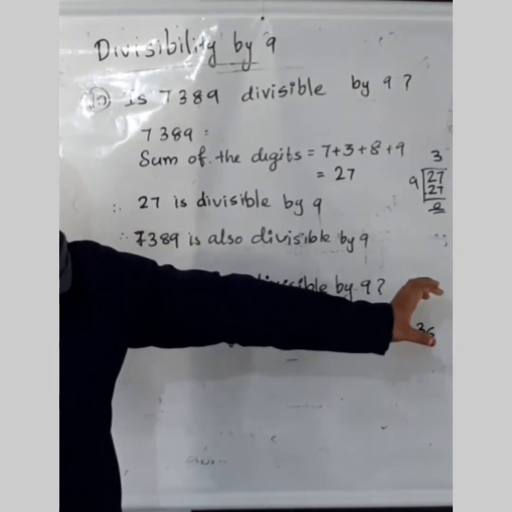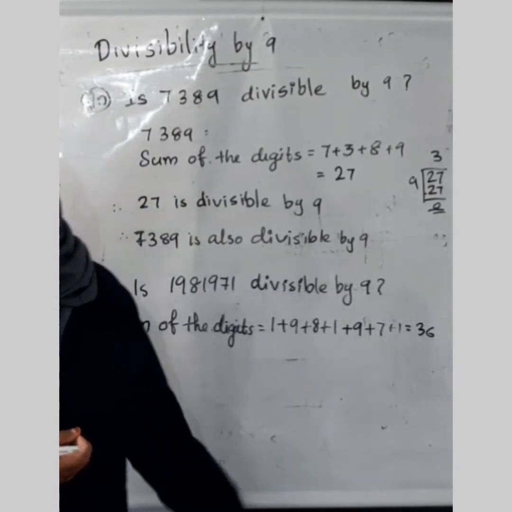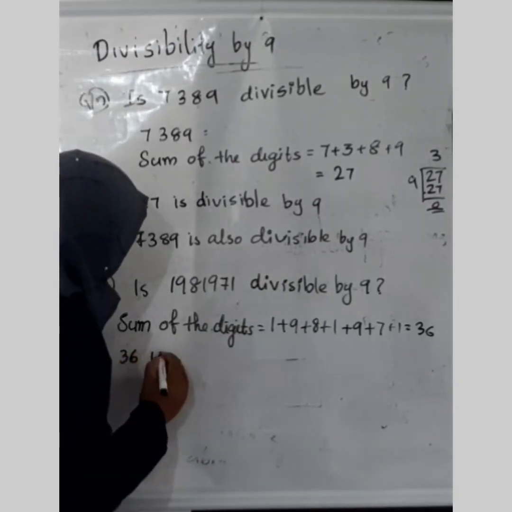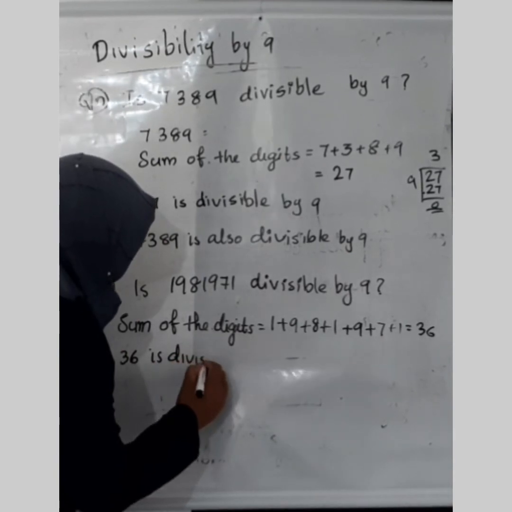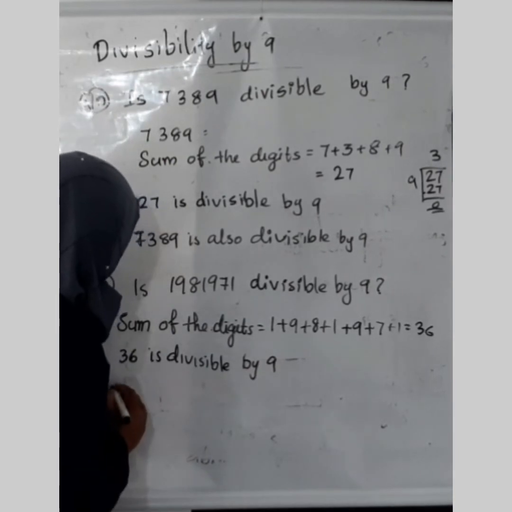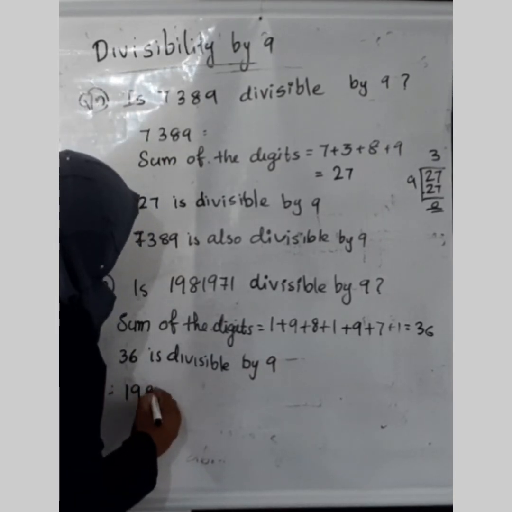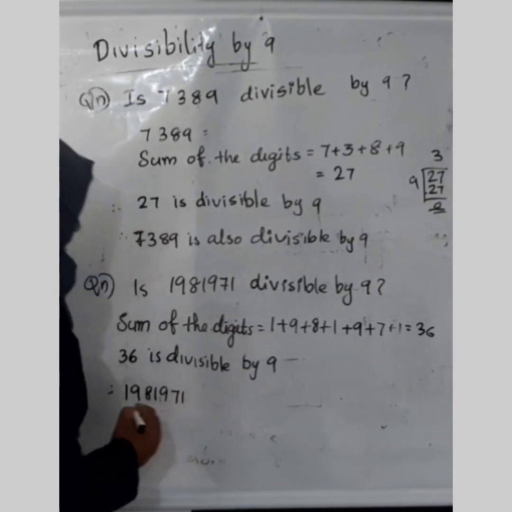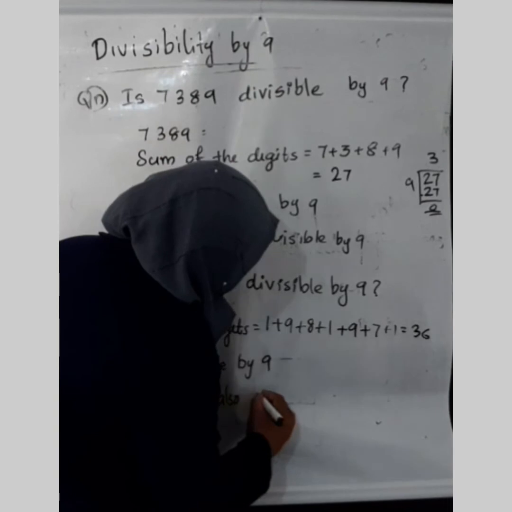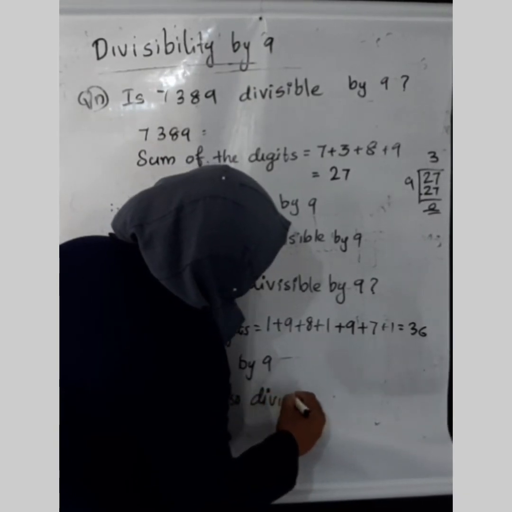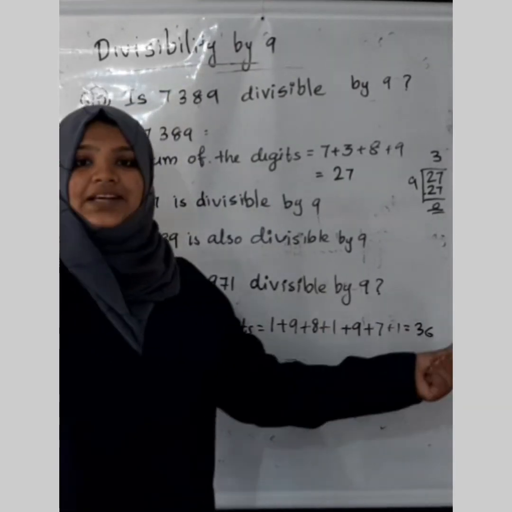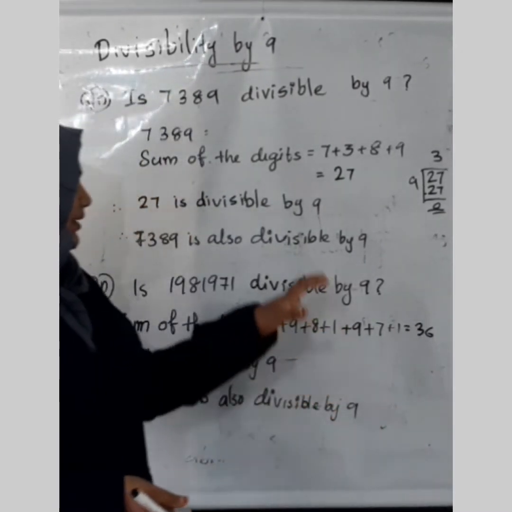If you have any doubt, you can go for the division of 36 by 9. So we got that 36 is divisible by 9. Therefore 19,81,971 is also divisible by 9.